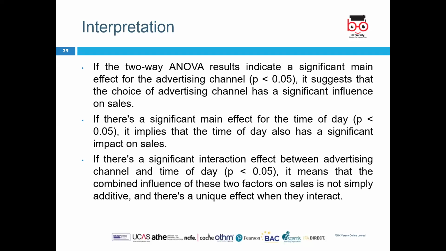If there is a significant main effect for the time of day, which means that P is less than 0.05, it implies that time of day also has a significant impact on sales. For example, if you are advertising anything during the daytime when many people will be in office, they may not be able to view the television. But at night when people are watching television, you will have more viewership. So that will have an impact on sales.